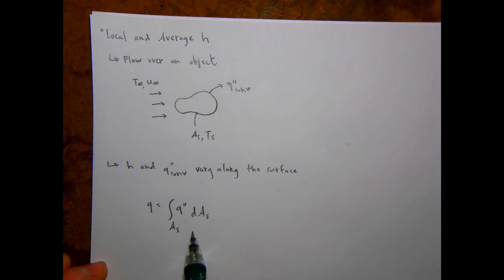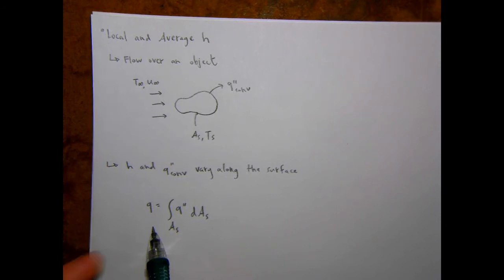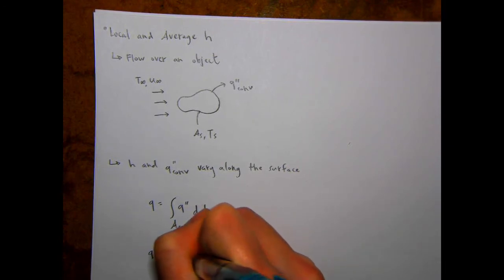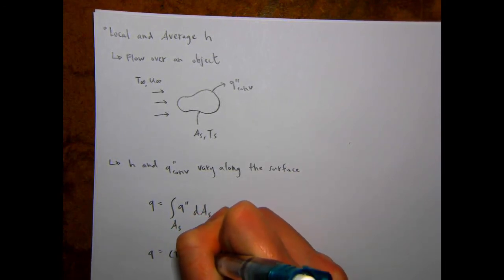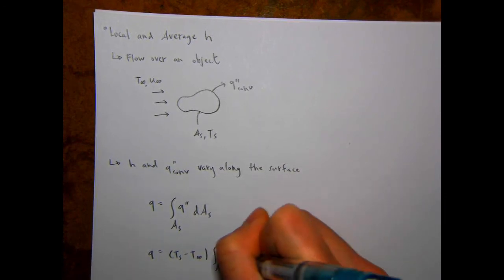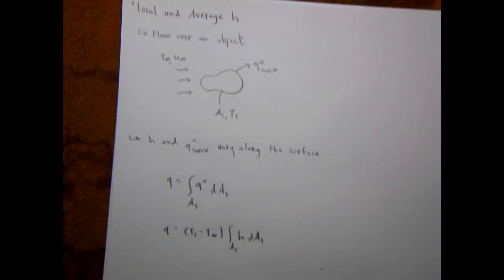So integration is kind of like a multiplication, right? So we're just taking the flux, integrating it over the entire surface, and that gives us the total heat rate, the total rate of heat transfer for that whole surface. And we can rewrite this using the convection rate equation, because really all that's varying over the surface is h. We're assuming that T sub S and T infinity are constant.